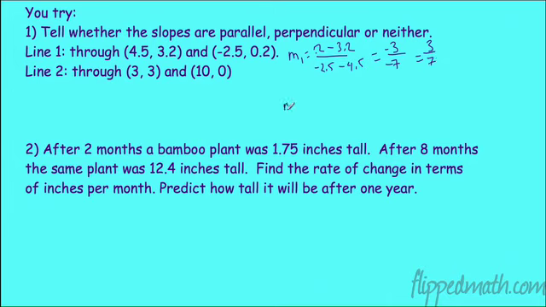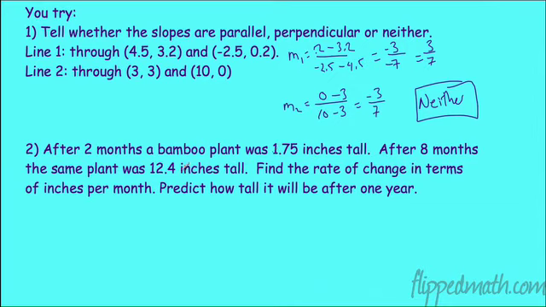Let's find the slope of the second one. That's 0 minus 3 on top, 10 minus 3 on the bottom. That's negative 3 over 7. Negative 3 over 7 and 3 over 7, they're not equal, and they're not negative reciprocals, so this is neither parallel or perpendicular.